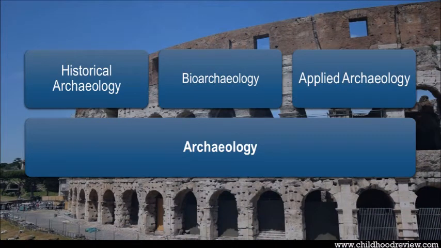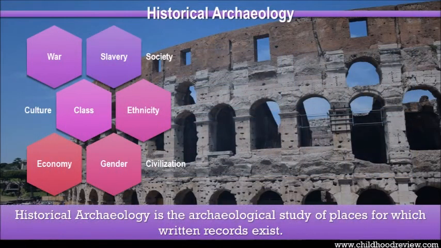Well, there are some specializations within archaeology, for example, historical archaeology, contemporary archaeology, bioarchaeology, and applied archaeology. So, historical archaeology is the archaeological study of places for which written records exist. Historical archaeologists use written records and archaeological data to contextualize the culture and social lives of the past. They may be interested in several things, for example, gender, race, slavery, social class, and warfare.